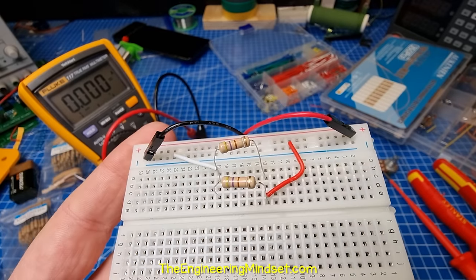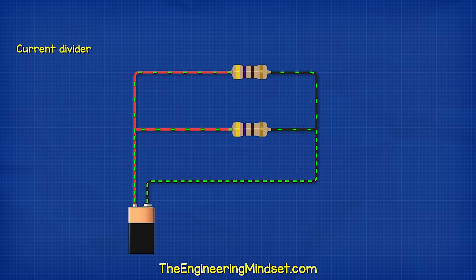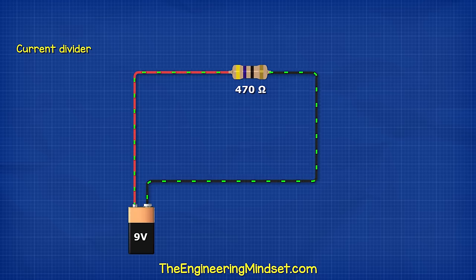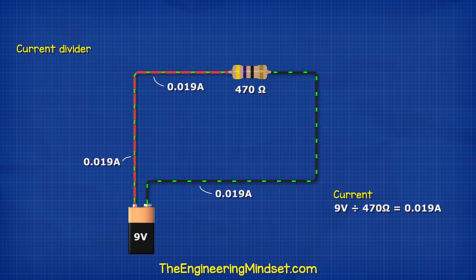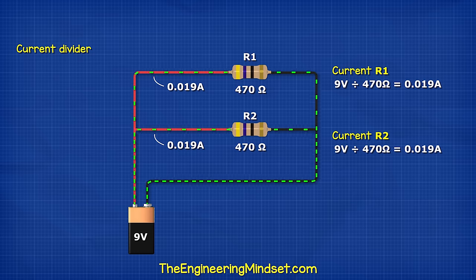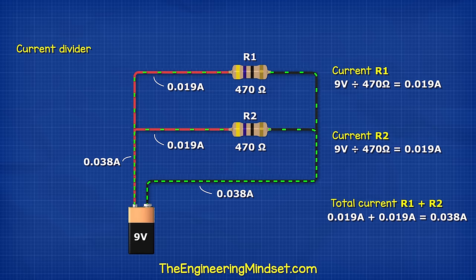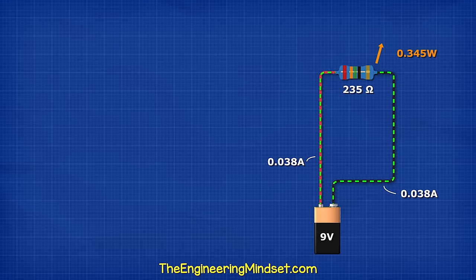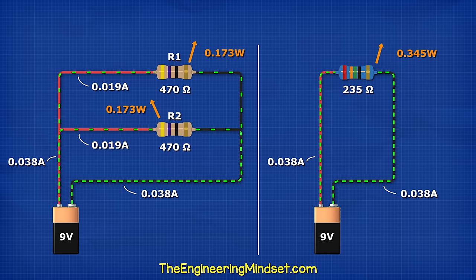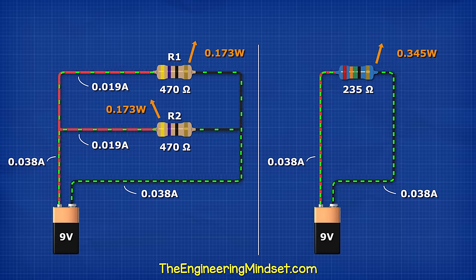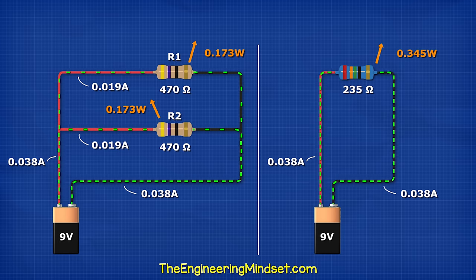We can also make a current divider by placing resistors in parallel. A single 470 ohm resistor will cause 0.019 amps to flow. If we added a second in parallel, it would also pass 0.019 amps. The paths then combine, and so the total current would be around 0.038 amps. We could either use one 235 ohm resistor or two 470 ohm resistors in parallel. The total current and power is the same, but in parallel, the current and power is shared.